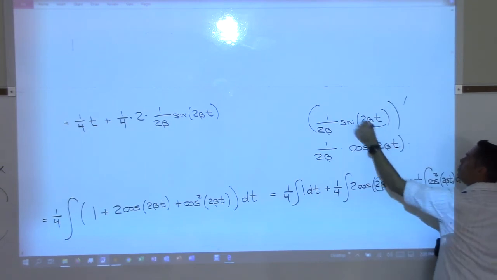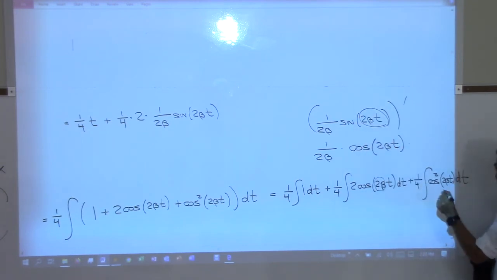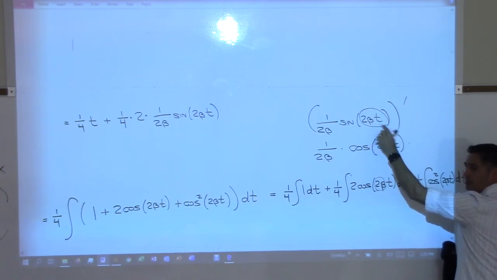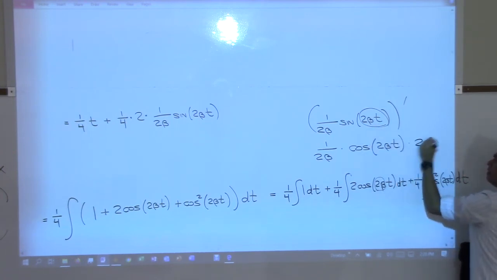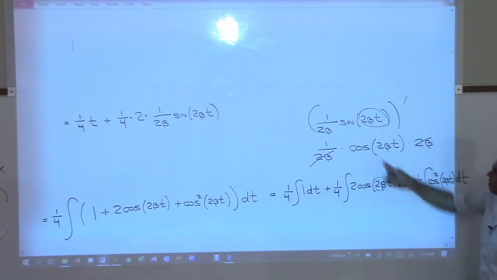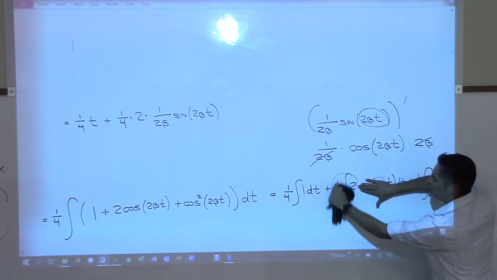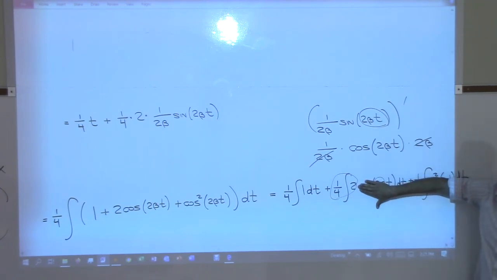But then times the derivative of what's inside with respect to t, which means that there's going to be 2 beta. Do you agree with that? 2 beta, and then these are gone. So you get cosine 2 beta t, which is this part. I told Marissa to ignore that, right? I said just ignore that for now. You believe? You a believer? Yes? Everyone believe? Okay. So that's that part.